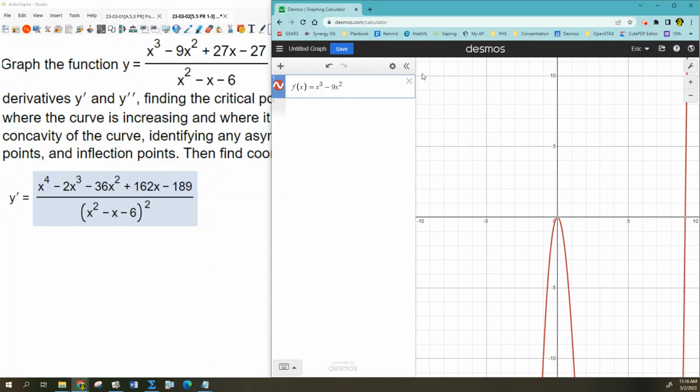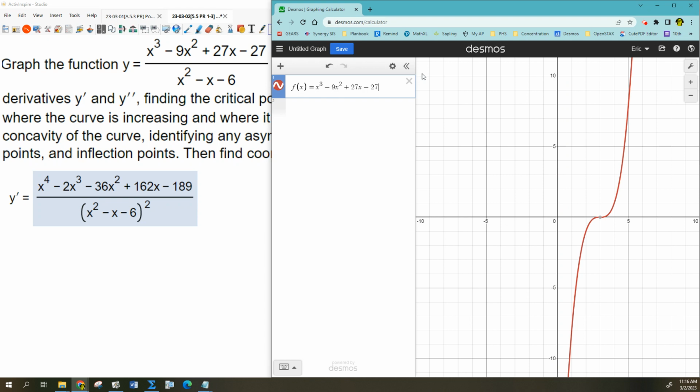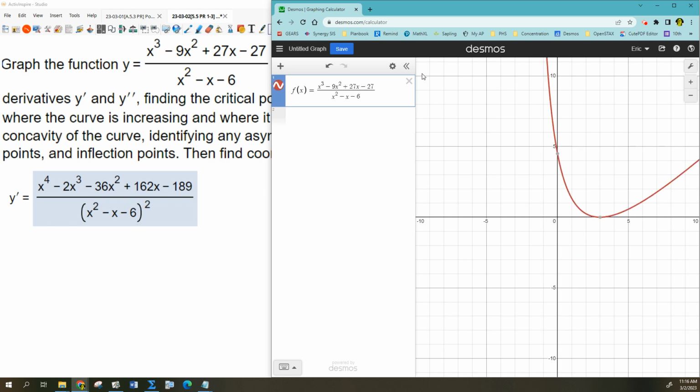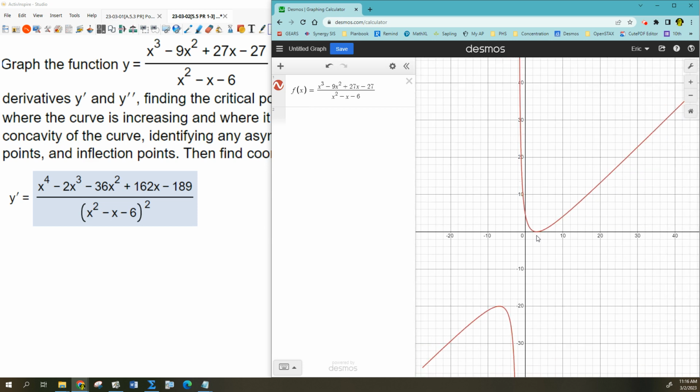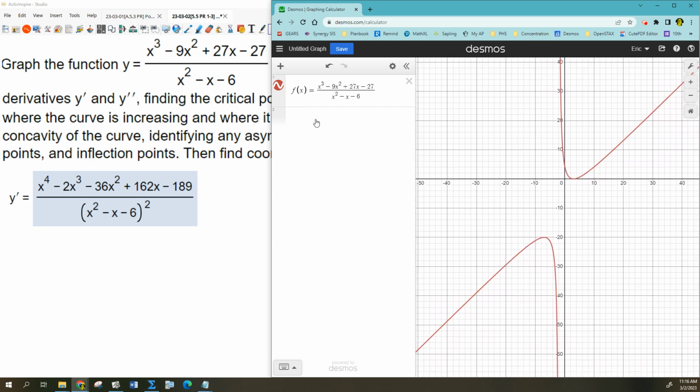Okay, so I'm going to graph this guy. There's the graph of the function. Okay. Now I want to graph the derivative. Look what I could do. I could graph g of x equals f prime of x. And it's graphing the derivative.